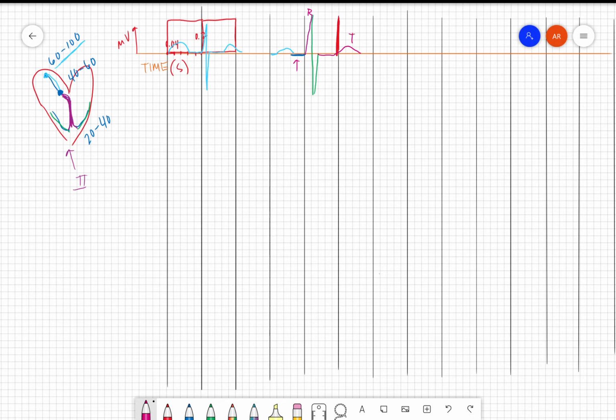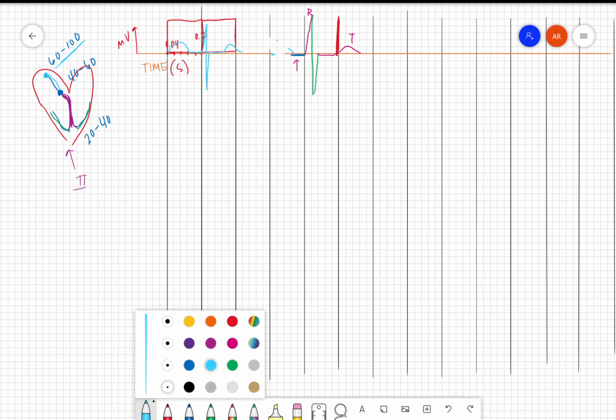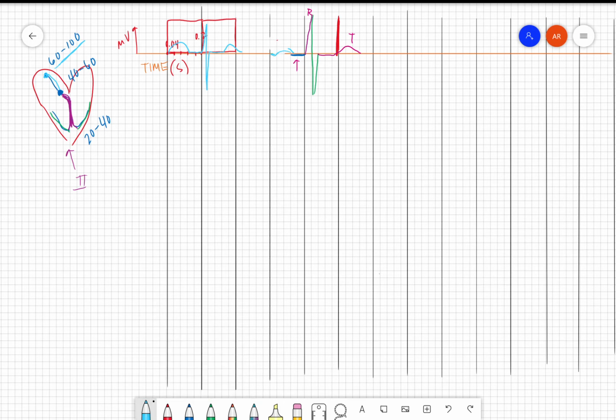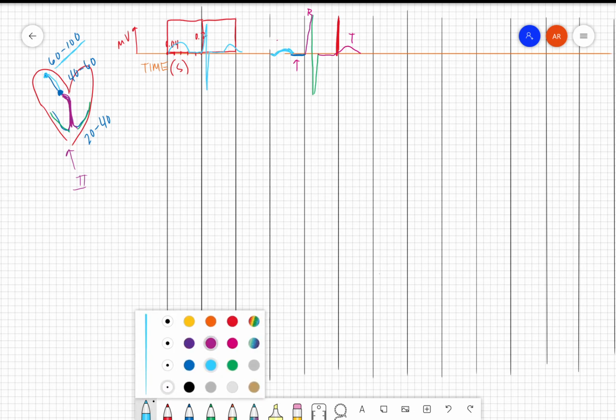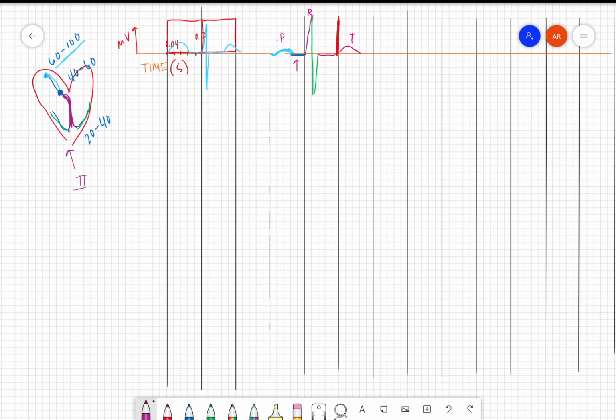So let me mark this. I erased it, Angela. Okay, let me redo our P wave. I can't get it exact. Okay, so we have our P wave. We have an R wave. This would be our S wave, and then we have our T wave. Now, it's supposed to be a QRS.